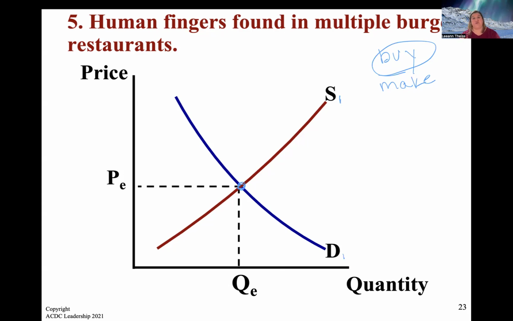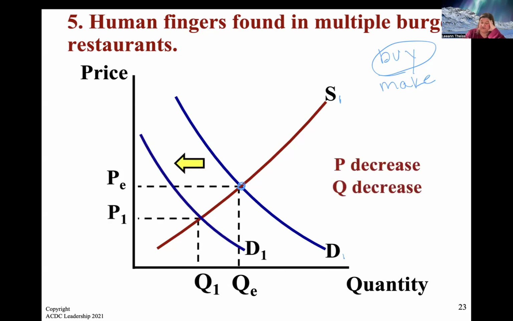Then we're shifting demand, right? So put your finger at the equilibrium. Are we going to buy more hamburgers with human fingers in them or fewer hamburgers? We're going to buy fewer hamburgers. So that means we're going to shift the demand curve to the left. Go ahead and move your finger to the left. Good. And then drop in your new curve.